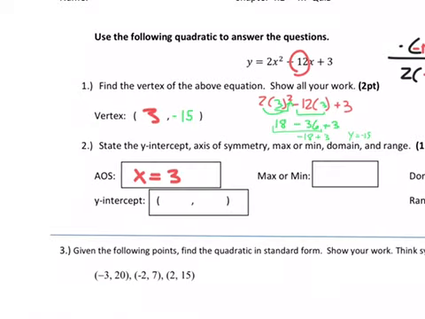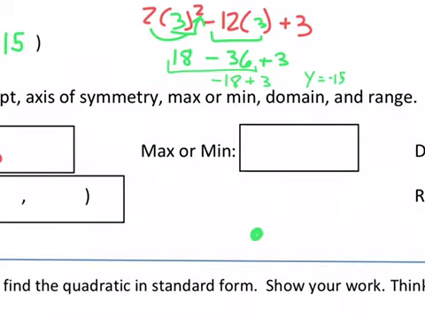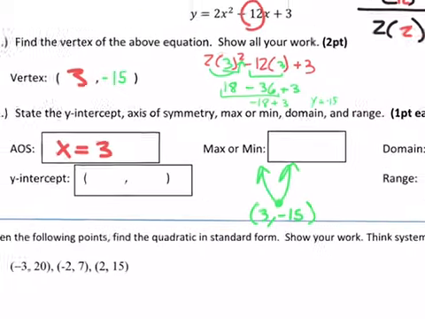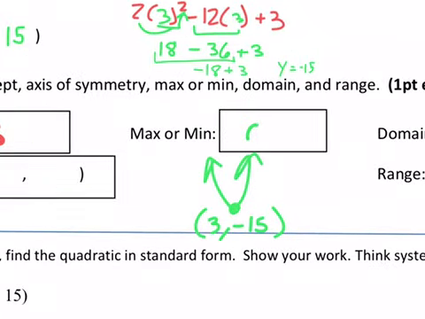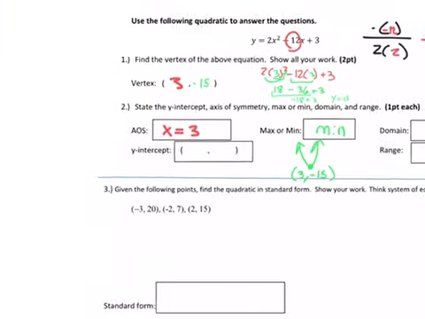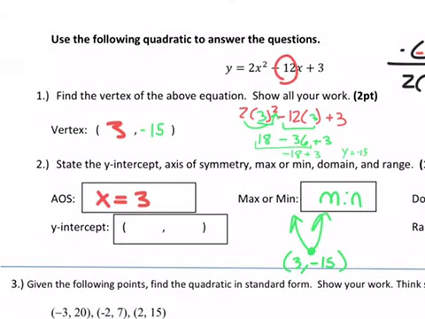Alright, so is this a maximum or minimum? Well, the a value on our formula is positive, which means we open up, and our vertex is that 3 comma negative 15. So that's really all we need to know for that, our vertex is a minimum. It's at the bottom as we open up. Y-intercept is always 0 comma c value. So 0 comma 3.